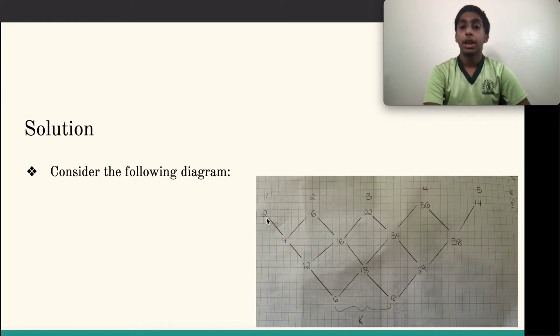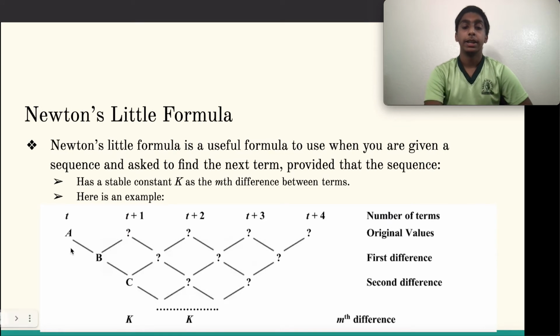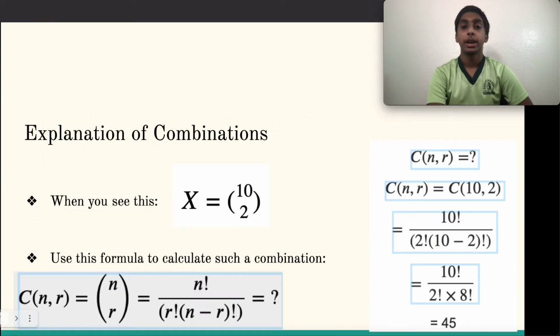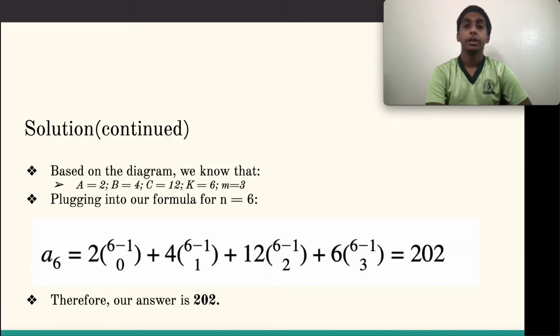Now you can find your a, b, and c based on that earlier diagram. I'm going to quickly go back to it right here, a, b, and c. So using that, we can find where a, b, and c in this diagram are. My a, b, and c are going to be 2, 4, and 12. Okay, so now that we found all our terms, we can just plug into the formula. Right here, I've written out a is equal to 2, b is equal to 4, c is equal to 12, k is equal to 6, m is equal to 3.